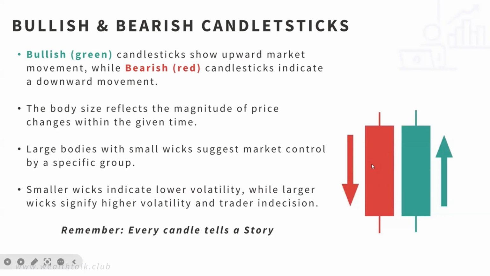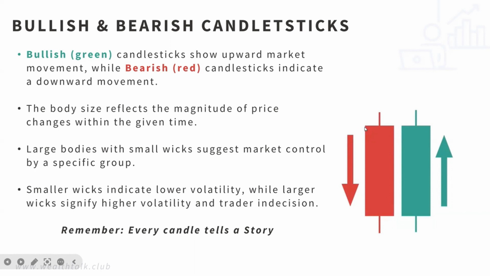Now, this red candle is what we call a bearish candle, and this green candle is what we call a bullish candle. When you find a candle with a solid body, if it's red in color, it's a bearish candle. With a solid body, if it's green in color, that's a bullish candle. Remember, every candle tells a story. What does it mean? It means when we look at the candlestick, it tells us a story of what's actually happening in the market at a certain time frame.